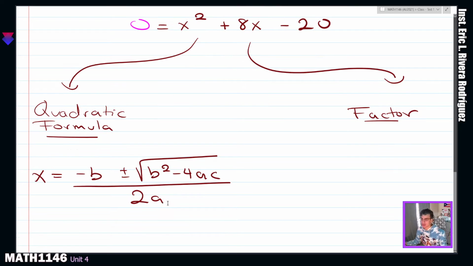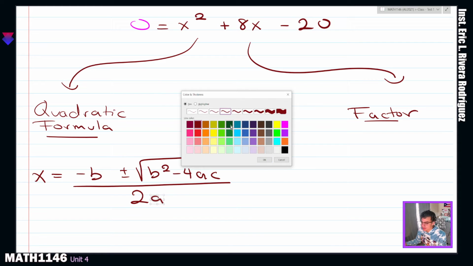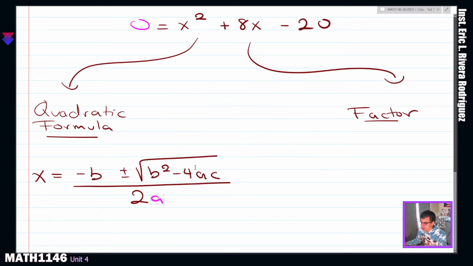Do you remember this? Tell me on the chat if this is the first time that you are seeing this. All right. So you see that we are using a, b, and c. So let me just use the color that we've been using here. So that c, that a, that b are the coefficients.